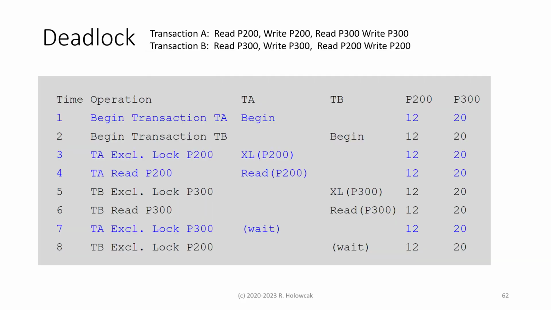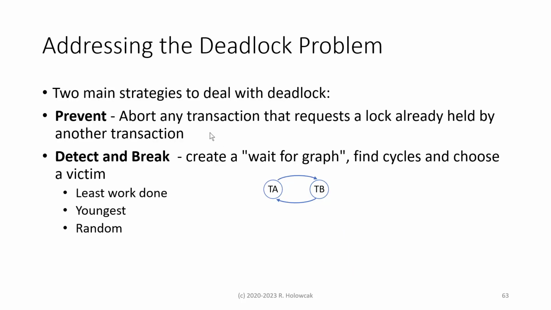So if we think about it here, as soon as transaction A tried to get an exclusive lock on P300 and was told it would have to wait, we abort transaction A. And that, of course, would let transaction B continue. That is pretty extreme, though, because anytime two transactions have a conflict, that is, they're trying to work with the same data, and one of them is going to be writing to the data, then one of those transactions is going to be aborted. And that might not necessarily be the best thing for transaction throughput.